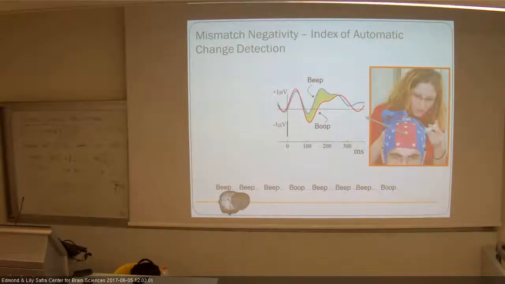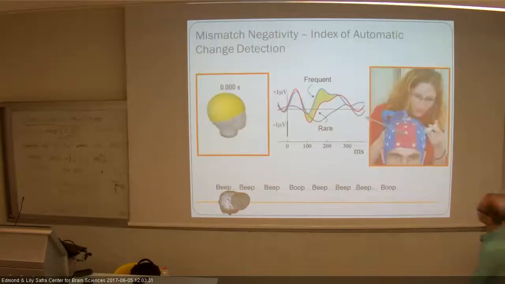Okay, and the difference that you see here between these two lines, both recorded from this electrode over here, FZ, is what we call the mismatch negativity. So this is the frequent, this is the rare. What usually is done is that we subtract the standard response from the deviant response, and then we get this negativity. This is why it's called the mismatch negativity.